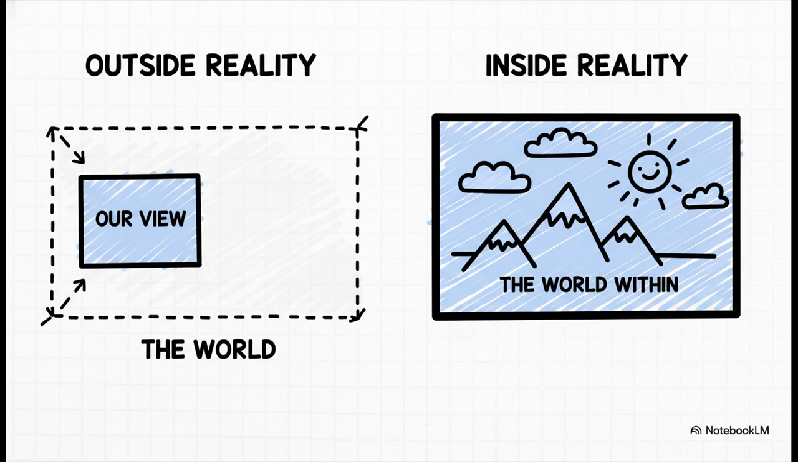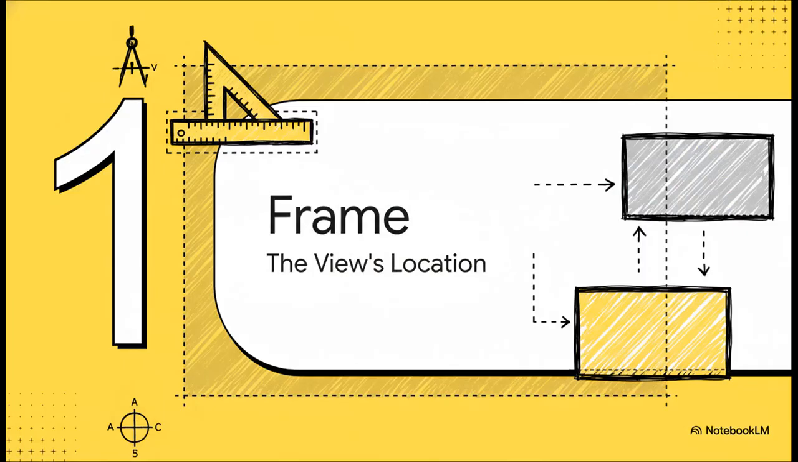Okay, so here's the key. You have to think about every view as having two separate realities. There's its place in the outside world, where it sits on the screen, and then there's the world it contains inside of itself. You can think of one property as the view's street address, and the other as its own internal floor plan. First up, let's talk about that outside reality.